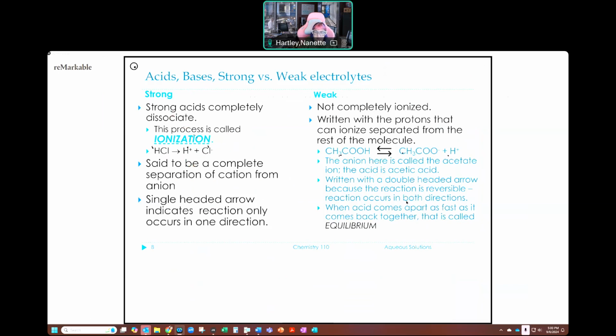Okay. So our weak electrolytes are not completely ionized. We have a situation where things are going on, they're more complicated. We have things we have to consider. There's a lot more happening. And because there's things going on in both directions, we have a system that's called equilibrium.